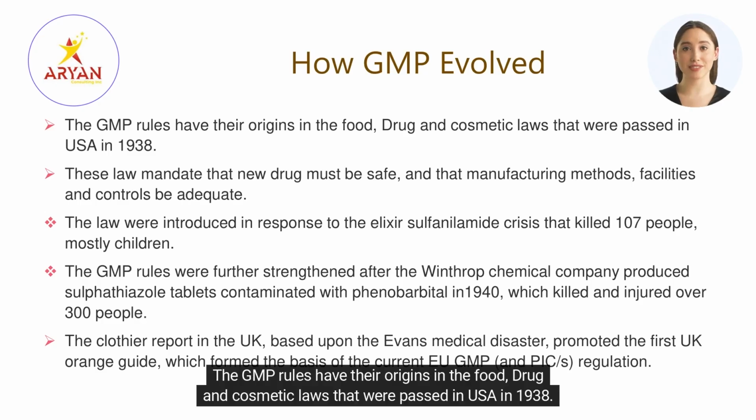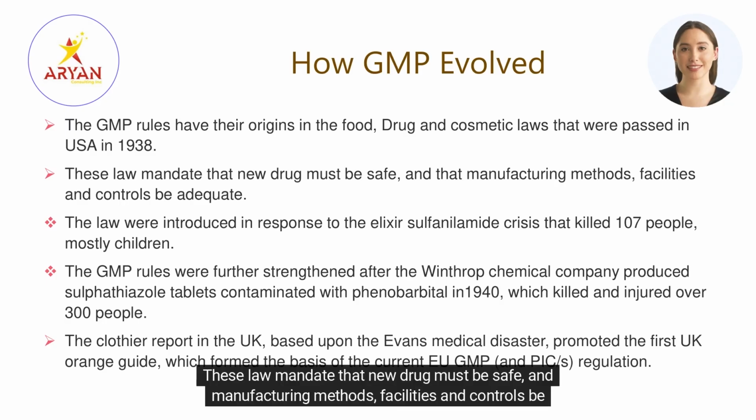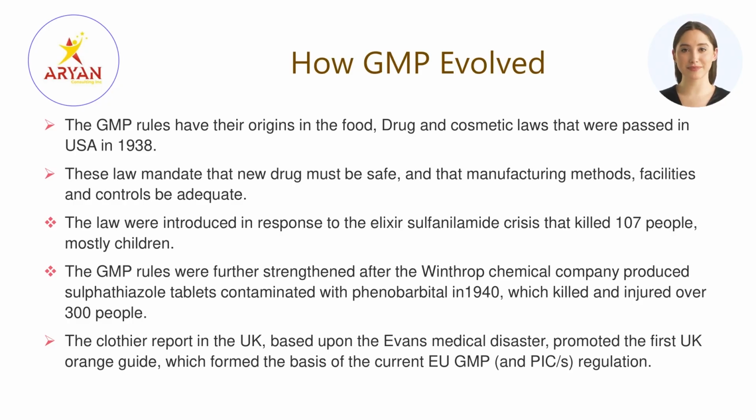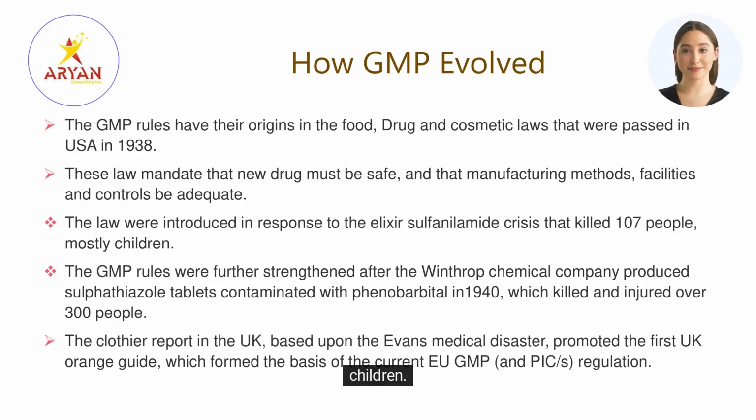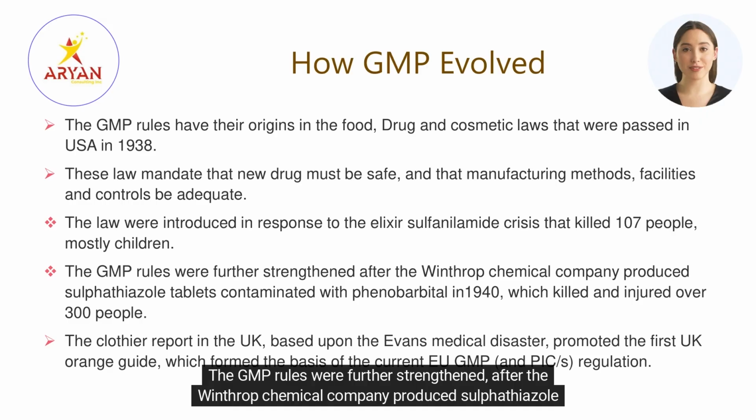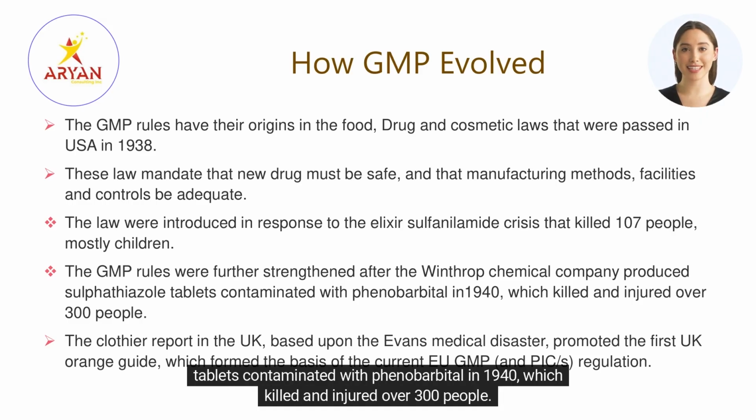The GMP rules have their origins in the Food, Drug and Cosmetic laws that were passed in the USA in 1938. These laws mandate that a new drug must be safe and that manufacturing methods, facilities, and controls be adequate. The laws were introduced in response to the elixir sulfanilamide crisis that killed 107 people, mostly children. The GMP rules were further strengthened after the Winthrop Chemical Company produced sulfathiazole tablets contaminated with phenobarbital in 1940, which killed and injured over 300 people.